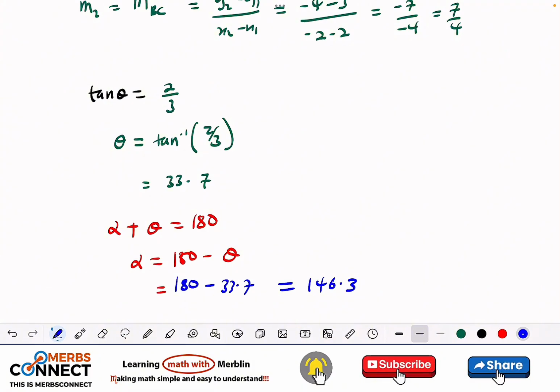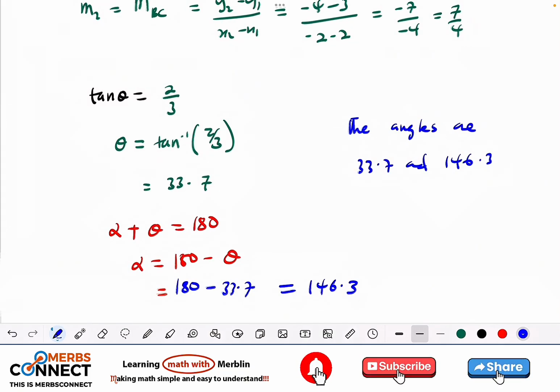So these are the angles that we are going to get. So we can conclude that the angles are 3.7 and 146.3.